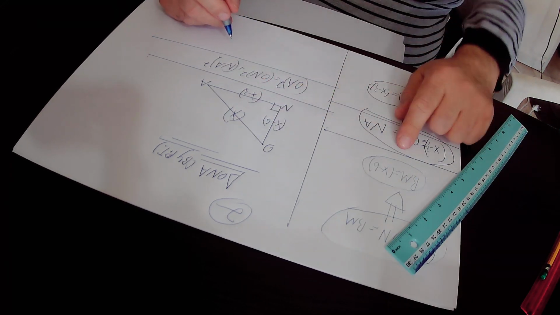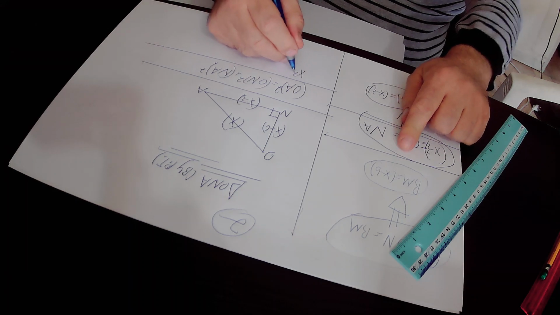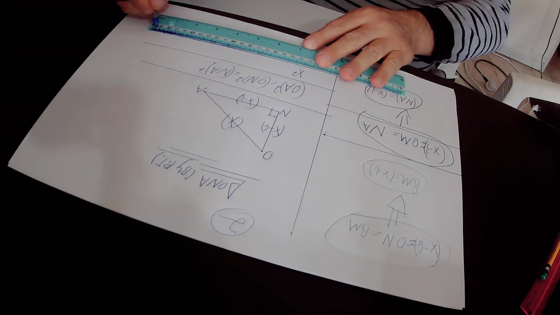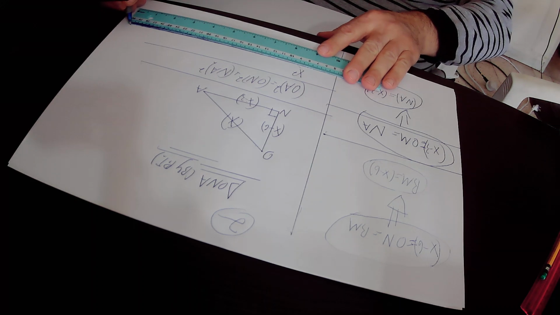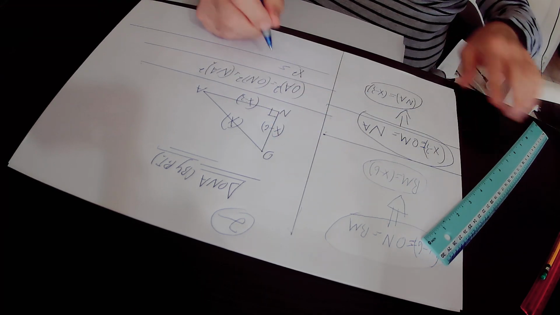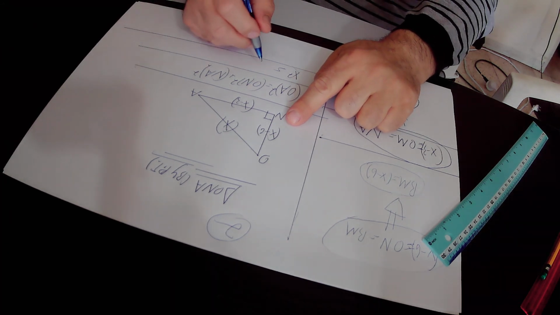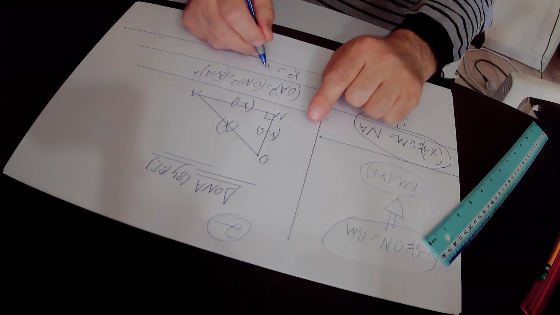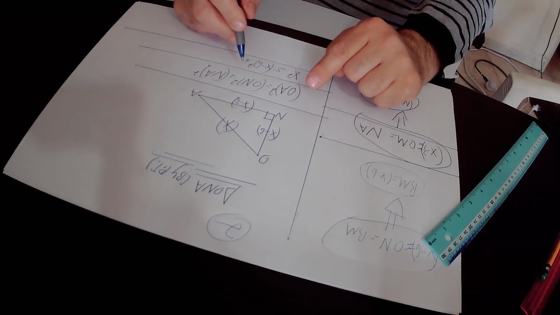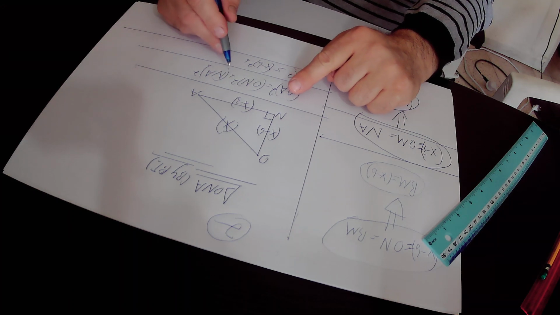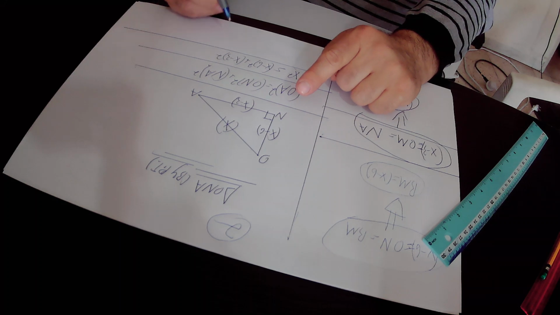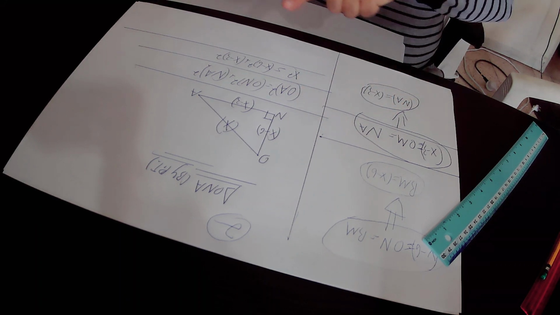OA is x, therefore OA squared is x squared. And it is equal to ON squared. ON is x minus 6, therefore ON squared is (x minus 6) squared, plus NA squared. NA is x minus 3, therefore NA squared is (x minus 3) squared. In conclusion, we found out that x squared equals (x minus 6) squared plus (x minus 3) squared.